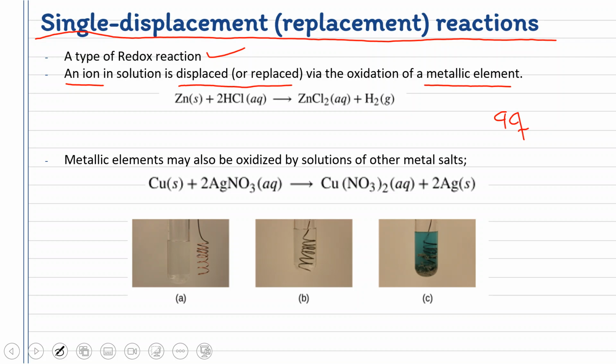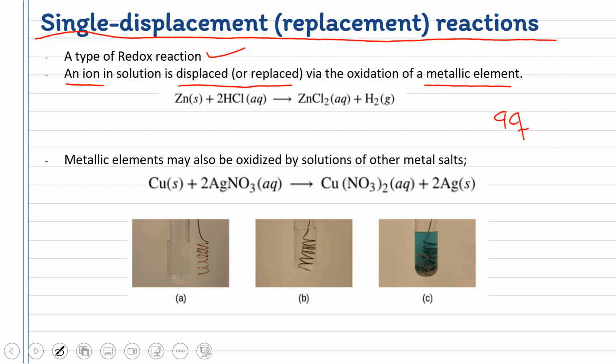Okay, so think about this. Anytime you're looking at a single displacement reaction or a single replacement reaction, there should be a metallic element replacing an ion. So in a single displacement reaction, it should be a redox reaction. One. Number two, an ion is being replaced by a metal. So we see a metal in the reactants, and in the product side, we see that the metal has combined with another element and replaced an ion.